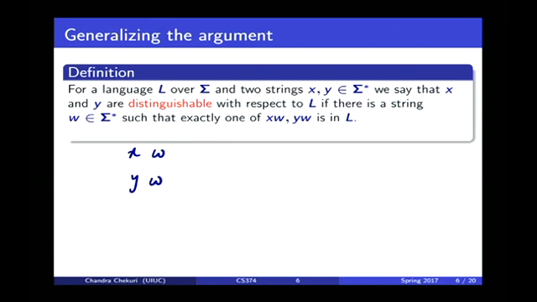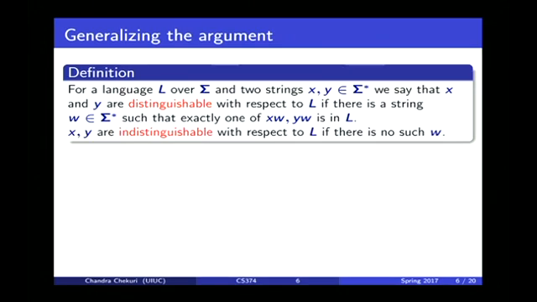Okay, the definition is very important. For a given language L, two strings x and y are called distinguishable if there is a suffix w such that exactly one of xw and yw is in L. Otherwise, they are indistinguishable. They are indistinguishable with respect to L if there is no such w.